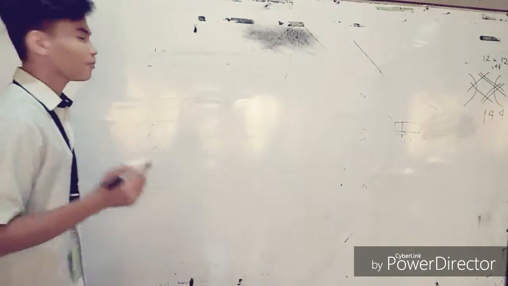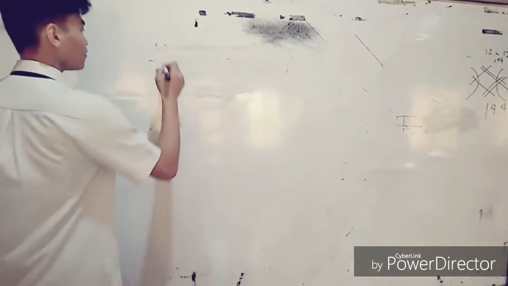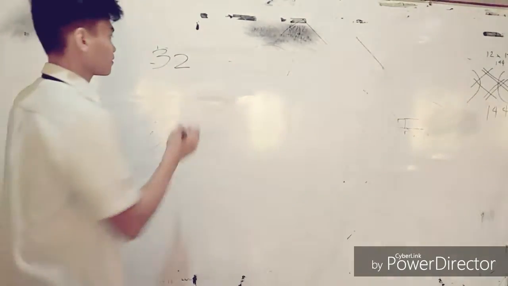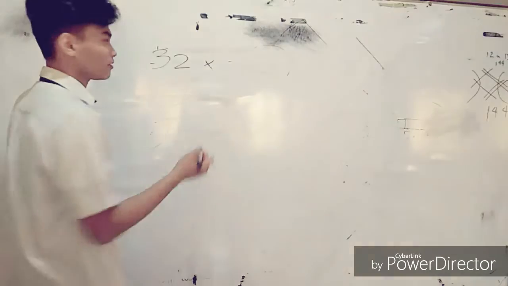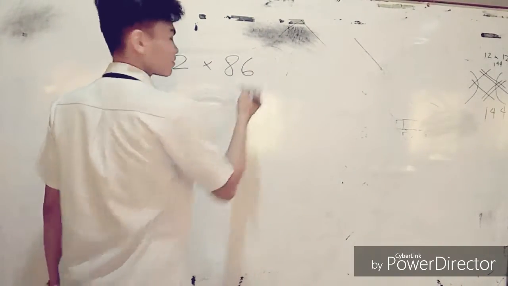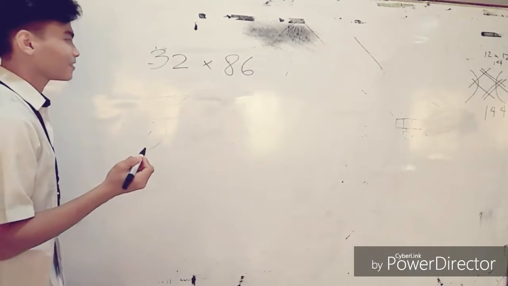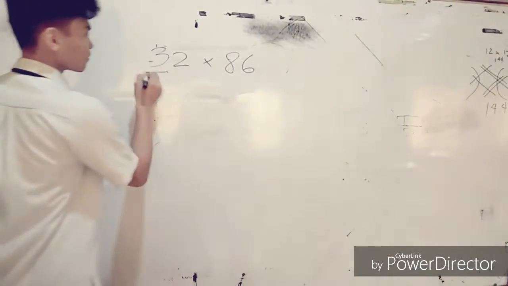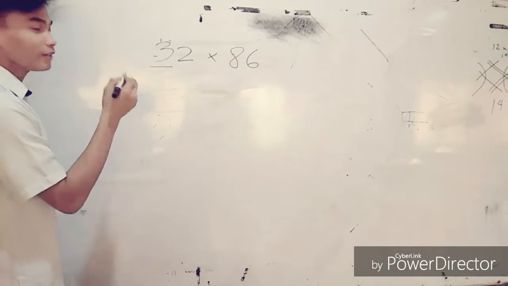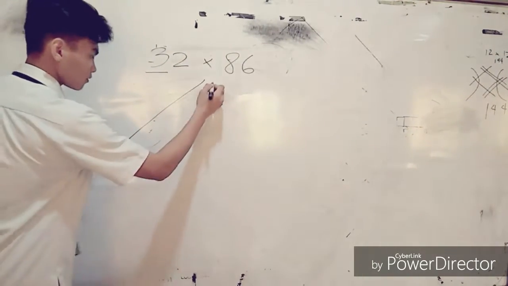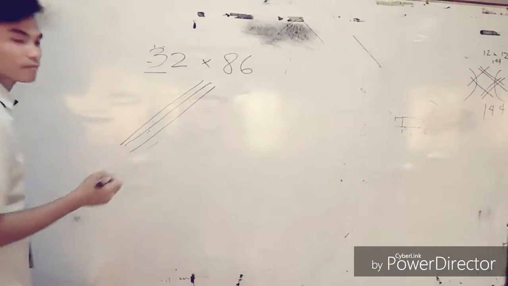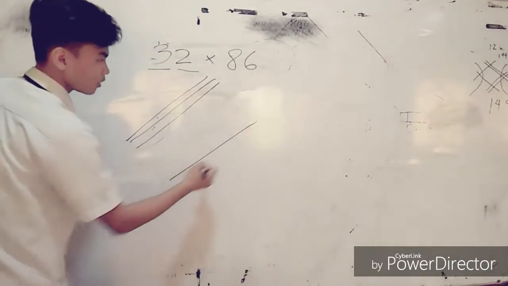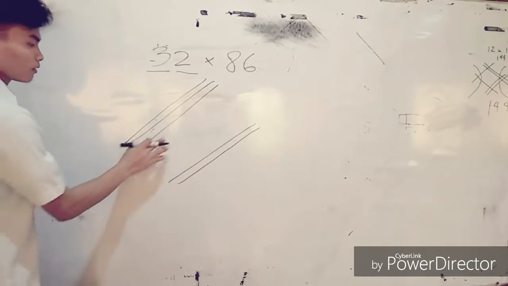Let's try some bigger numbers. So let's have 32 multiplied by 86. That's a large number, you know. So as the first step, we'll represent this 3 with 3 lines. So 1, 2, 3. And leave a space for the second number. That's 2. 1 and 2.